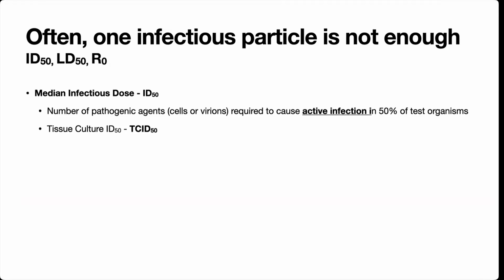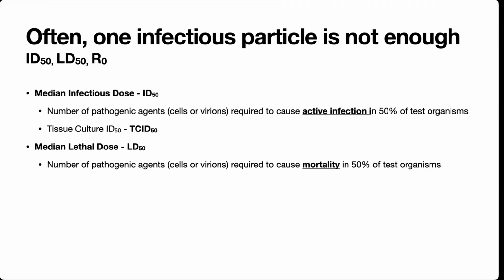So scientists talk about infectivity with respect to median infectious dose, or the ID50. And this is the number of pathogenic agents, cells or virions, that are required to cause an active infection in 50% of test organisms. So this is something that is done by scientists in a controlled environment. So this is not anything that's observed in the population. And so when it is done with tissue culture, we refer to that as the TCID50.